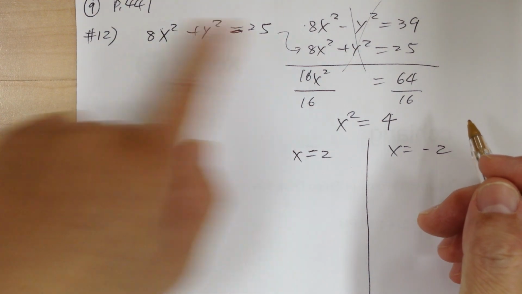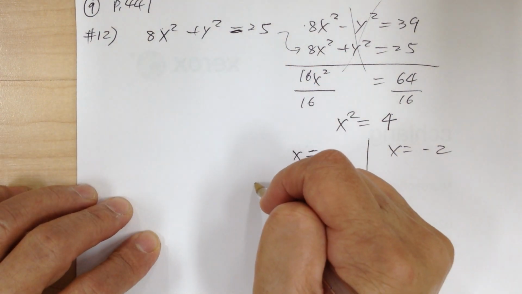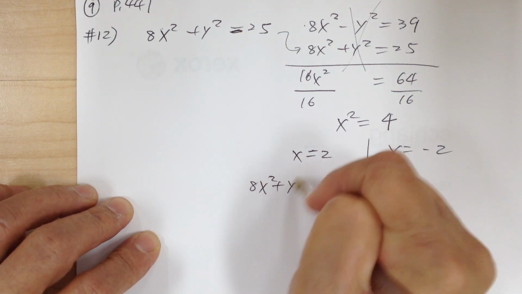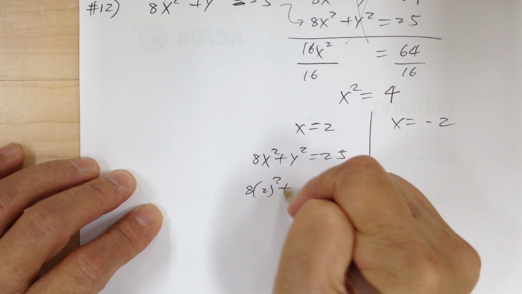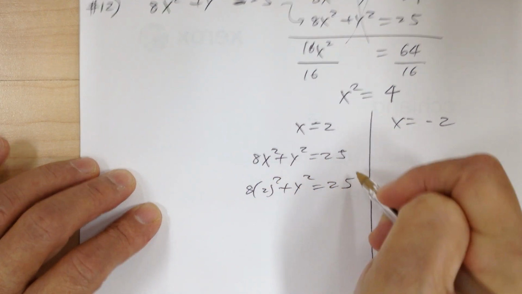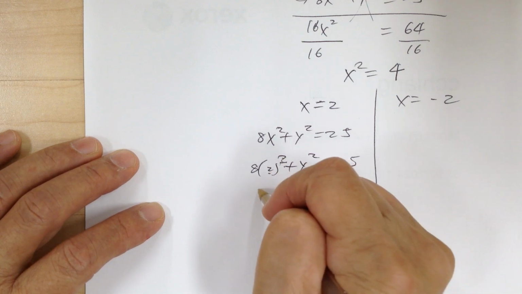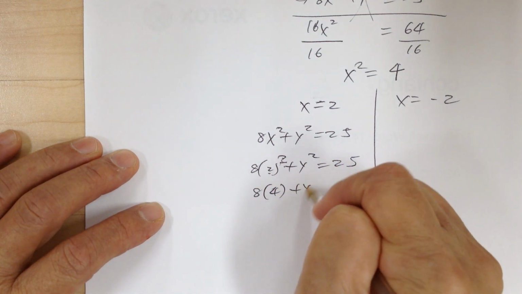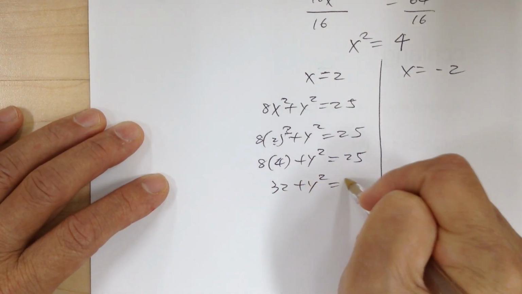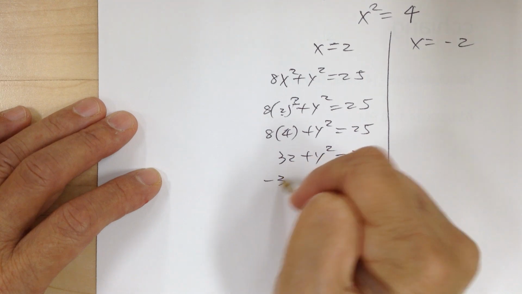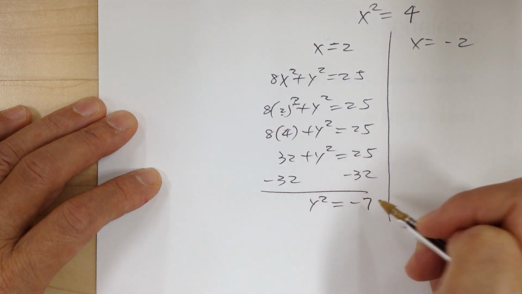Now you can use any one of these, so I'm going to use this one over here. I got 8x squared plus y squared equal to 25. So I got 8 times 2 squared plus y squared equal to 25. You have to square this first, so it'll be 8 times 4 plus y squared equal to 25. So 32 plus y squared equal to 25. Minus 32 on both sides, so y squared will equal -7.